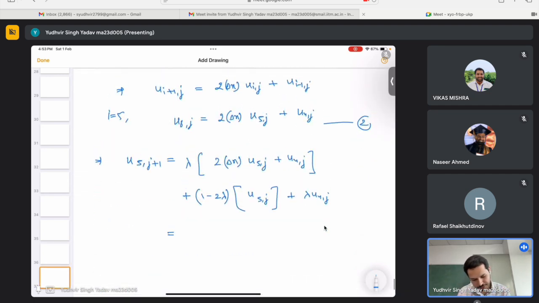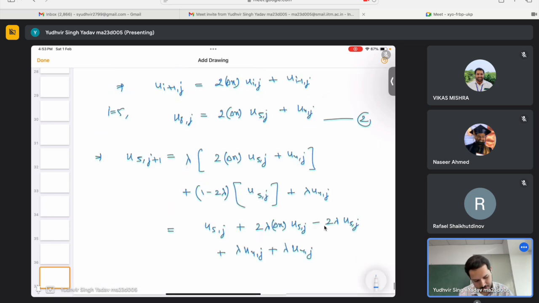Or we don't need to substitute the delta x value, so it will be u5 comma j plus 2 lambda delta x u5 comma j, and we have one more, 1 minus 2 lambda times u5 comma j, plus lambda u4 comma j, again lambda u4 comma j.